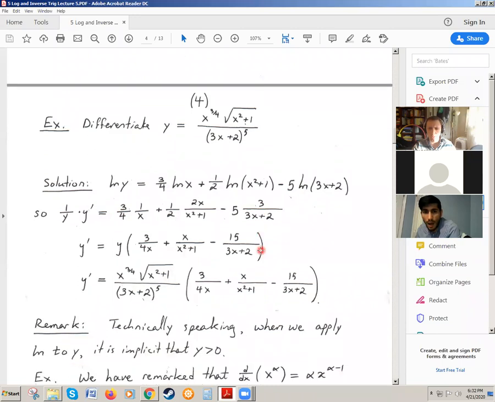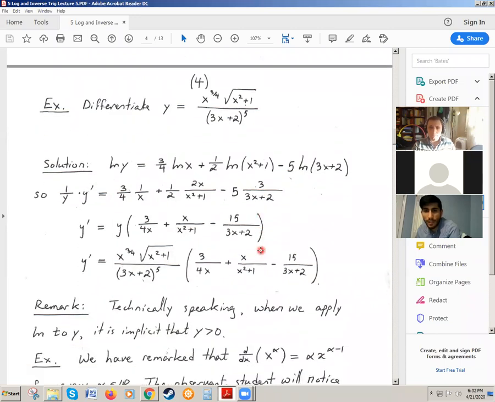A few technical remarks. I think I did something similar in pre-calc. Why not? You might have. Oh, actually, yeah, I remember this. It is implicit that y is greater than 0. I think I remember something similar.